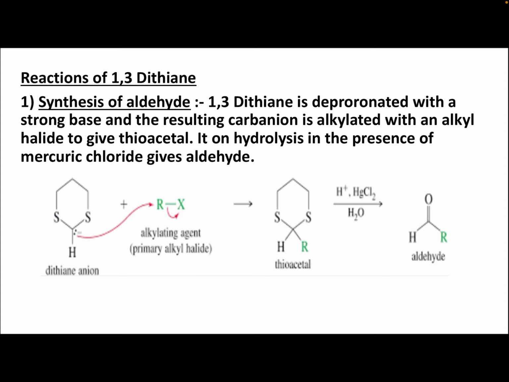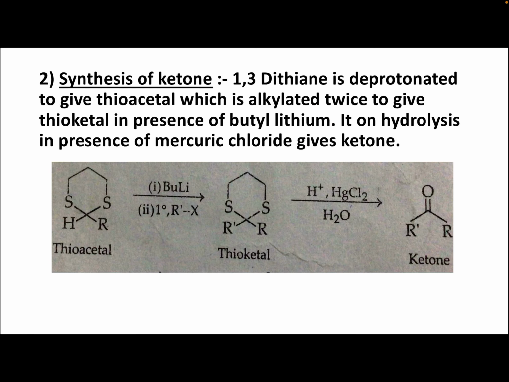So it is alkylated. This negative charge attacks R and X is removed, and here R gets attached, and it is known as thioacetal. In place of hydrogen, R is there and it is known as thioacetal. This, in the presence of HgCl2, mercury chloride, on hydrolysis gives aldehyde. So from 1,3-dithiane we can prepare aldehyde.